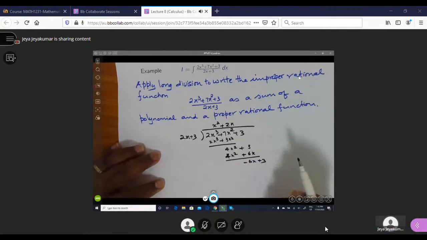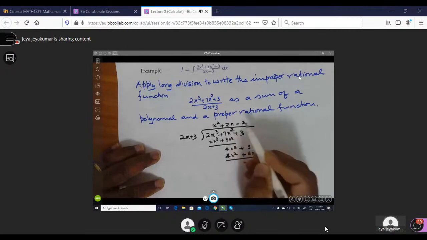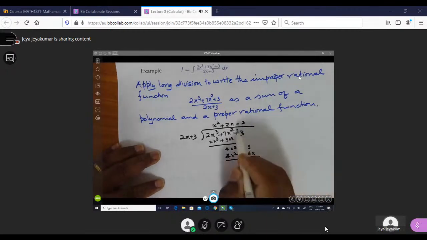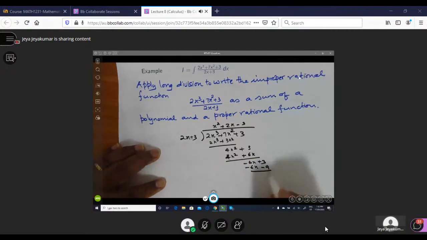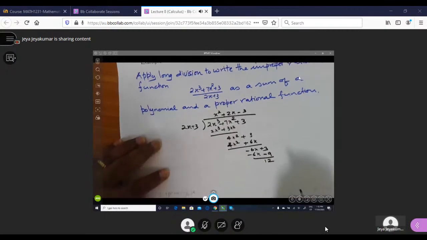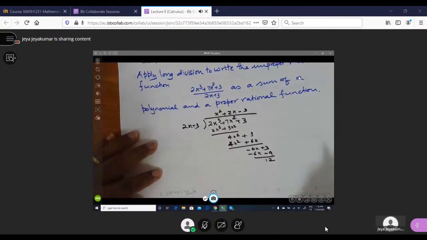Just to confirm, the condition of being rational is that the top and the bottom are both polynomial. The condition of proper rational is that the degree of the top is less than the bottom. Yes, exactly, you're right. Okay, now minus 3. Minus 3, so minus 6x minus 9. So that gives you 12. Okay.